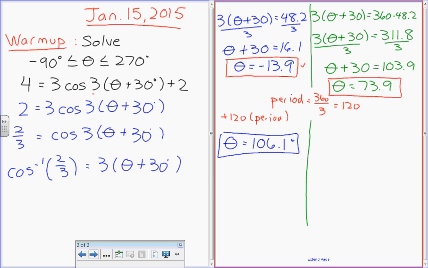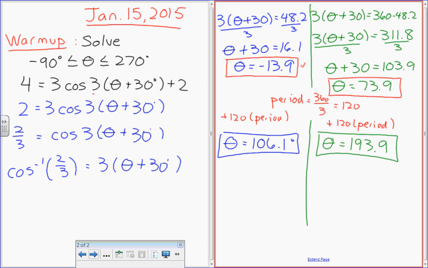All right, what else do I do next, please? Well, I can go to the right side. So I'm going to add 120, which is my period, which is, I think, 193.9. All right, am I done? No, I'm never done. How can you tell that I'm not done?